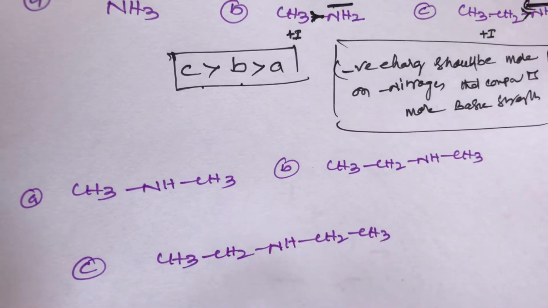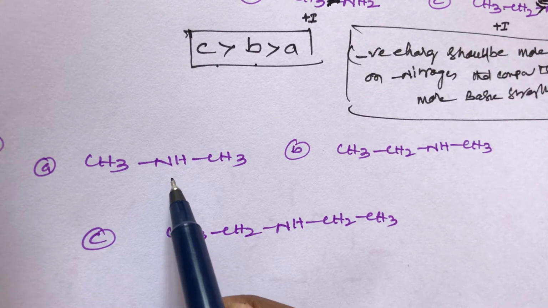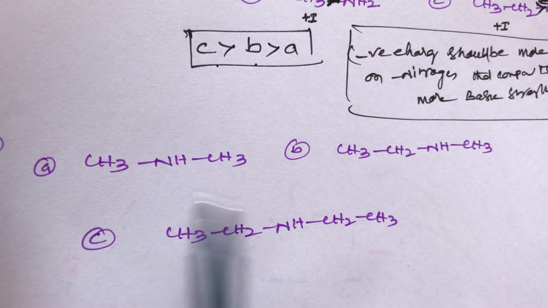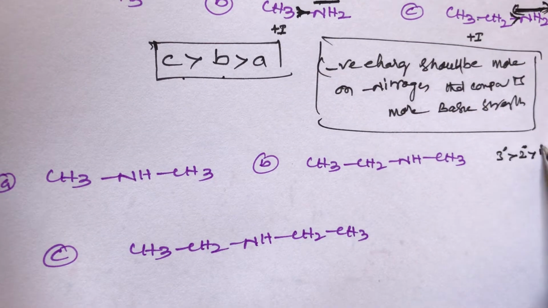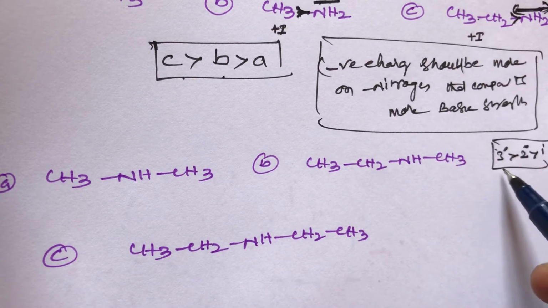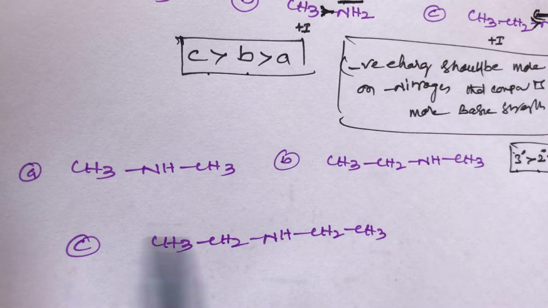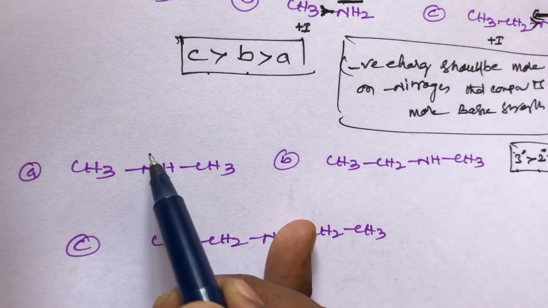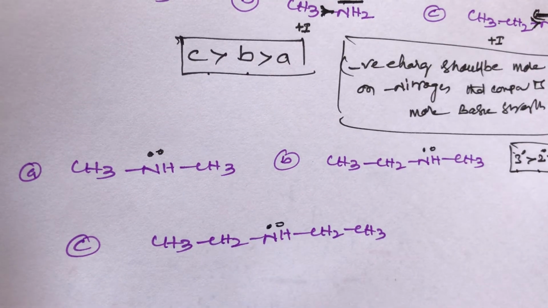And once again students, now the next example, where all are secondary amines. What is the basic strength order of amines? We know tertiary is greater than secondary, secondary is greater than primary. You remember students, basic strength of amines in gaseous medium: tertiary greater than secondary, secondary greater than primary, primary greater than ammonia. Here these three compounds are all secondary amines. Out of these three, which one has more basic strength?